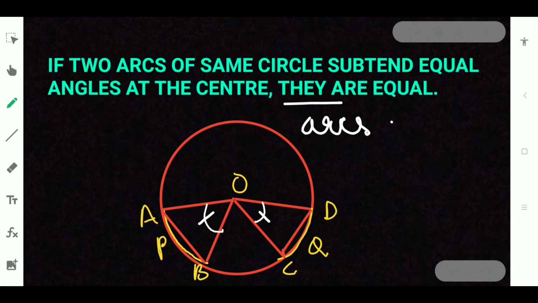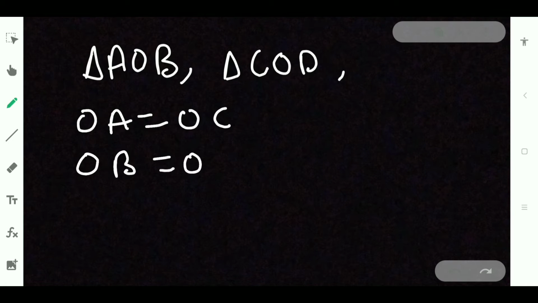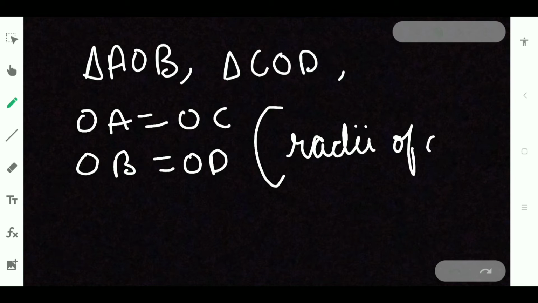Now let us take these two triangles, triangle AOB and triangle COD. You can see here OA is equal to OC because they both are radii of the circle, and OB is also equal to OD, they are also radii of the circle.